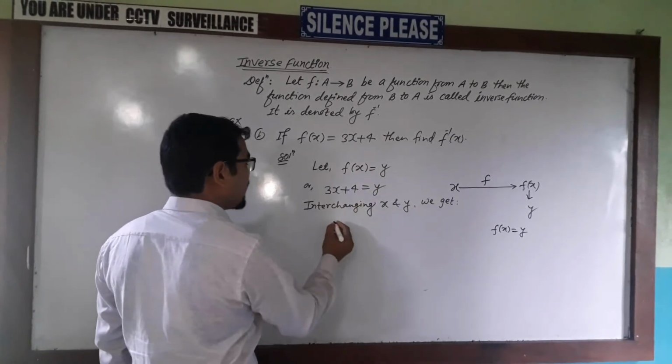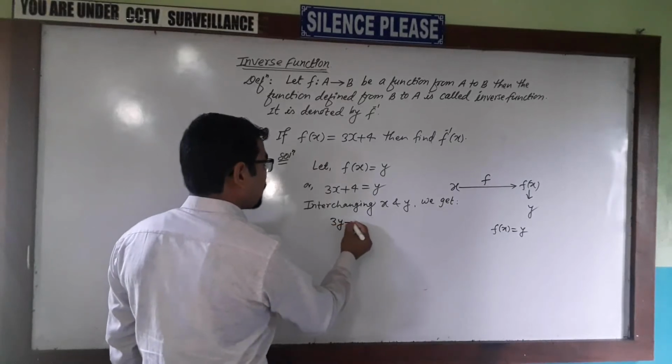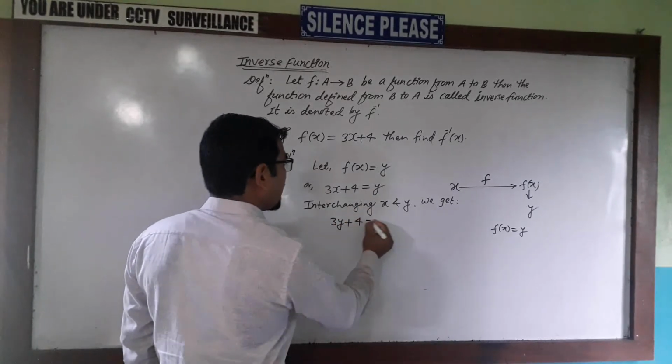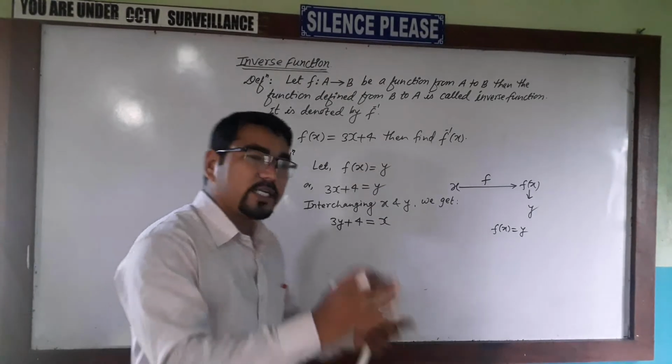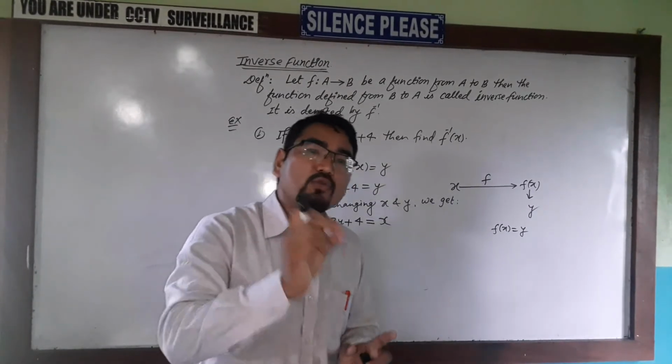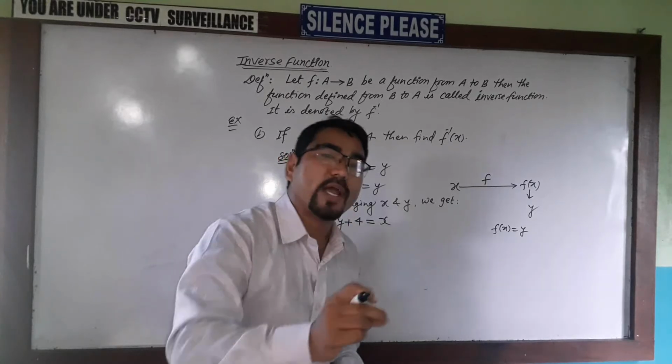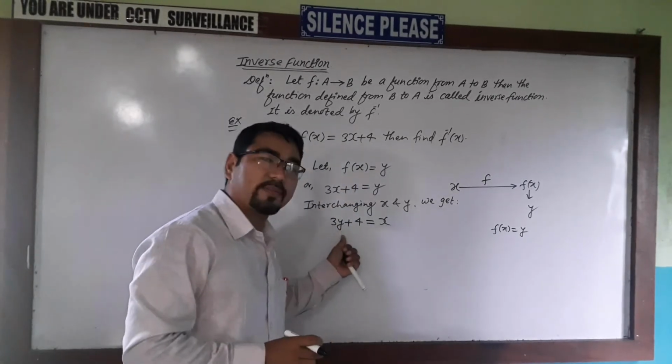So here we add 3x, and 3y plus 4 stays as it is. We can write y is equal to, and y should be written as x like this. So after interchanging x and y, you have to find the value of y.